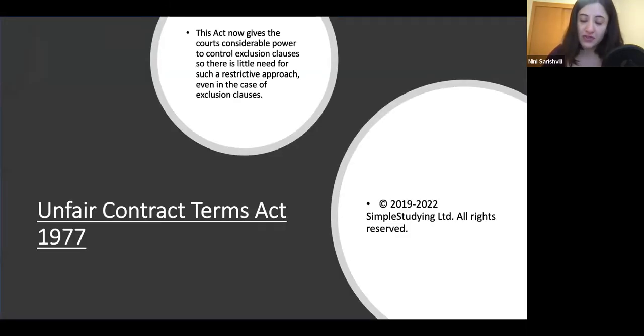For the purposes of the exclusion clause, you should be aware of unfair contract terms. This is a very important act that you will need to take into consideration. There is little need for such a restrictive approach, even in the case of exclusion clauses. So the Unfair Contract Terms Act contains a reasonableness test under Section 11 that gives the courts a power to exclude a clause if they consider under Section 11 that it was unfair.